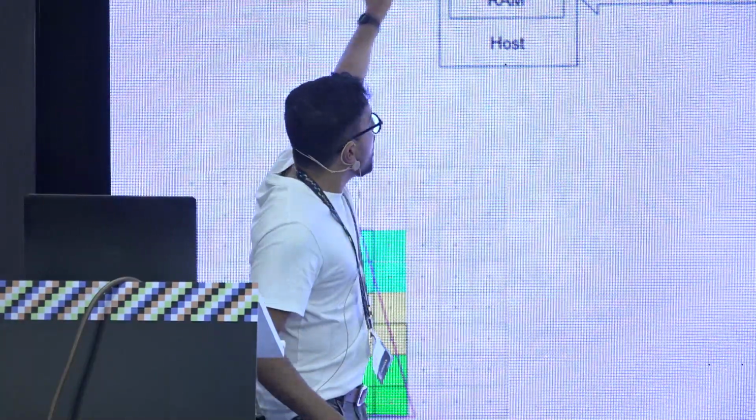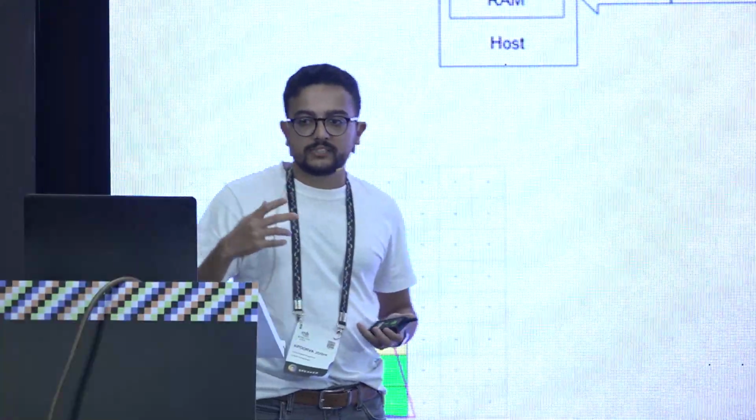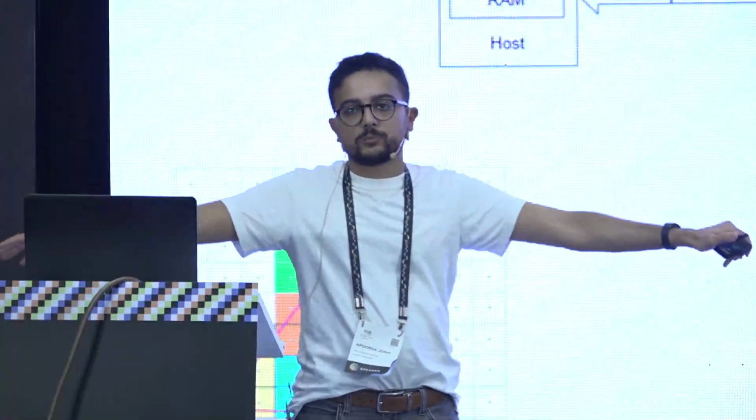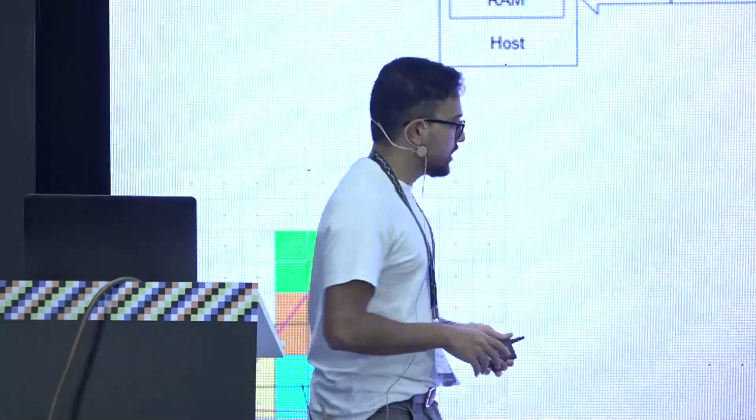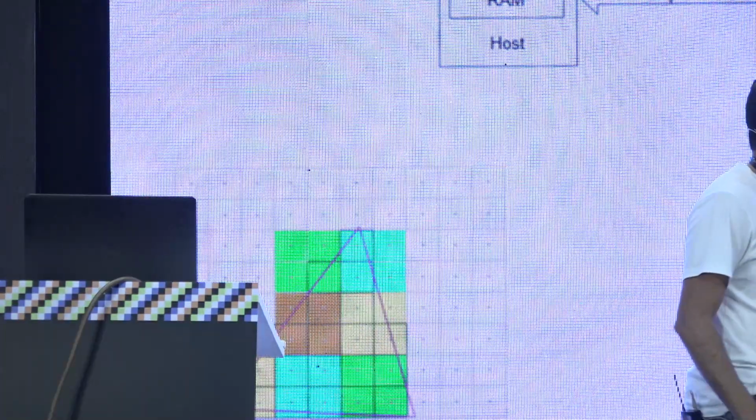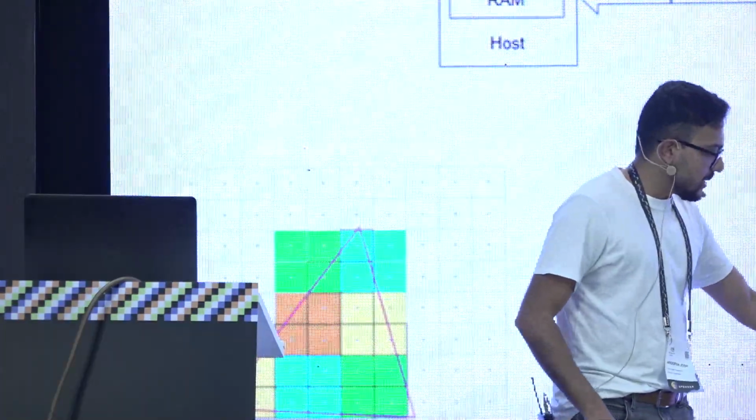Also, if you have a large triangle covering many pixels, that work of rasterization is distributed across multiple GPCs. And what is a GPC? It's this blue box here. So it contains many things.